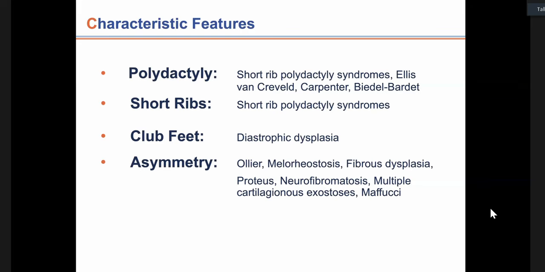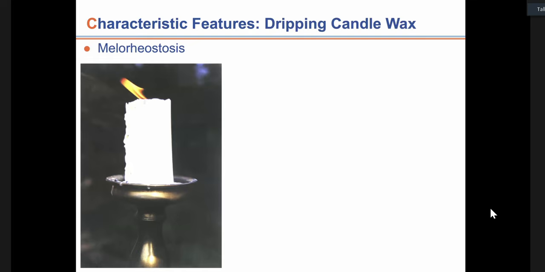And here, I was saying, when you want to image both sides, it's usually these conditions that have mosaicism. And so something like Ollier's or melorheostosis, fibrous dysplasia, Proteus, etc. These are the conditions where you may want to be imaging both the left side and the right side, but not routinely, because most skeletal dysplasias are symmetrical. So dripping candle wax is melorheostosis.